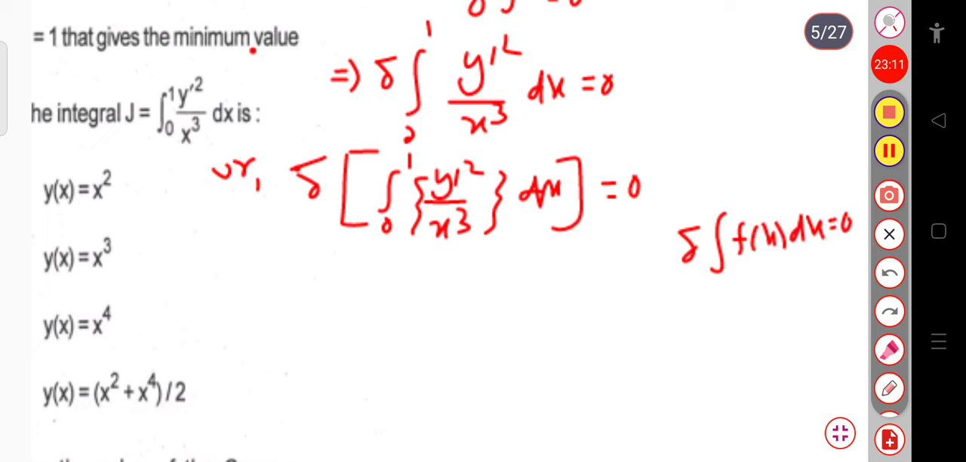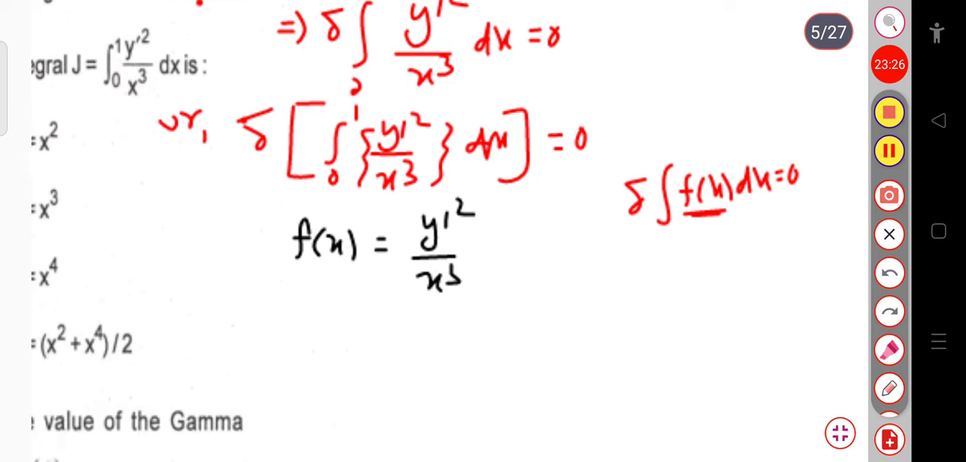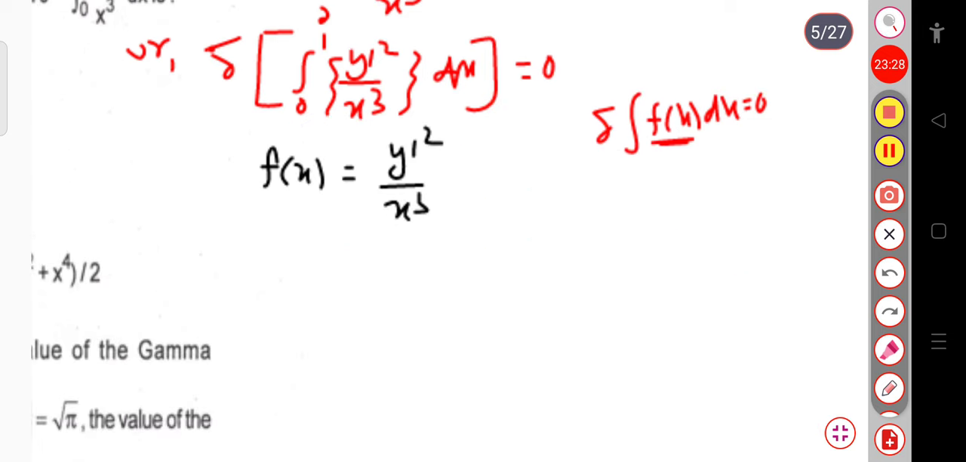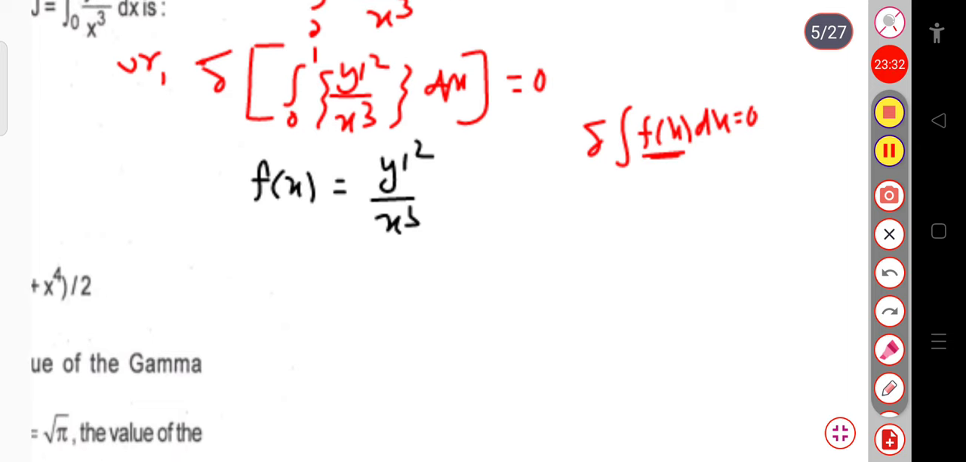Okay, so here the function f(x) is y prime squared divided by x cubed. For this function f(x), you have to calculate the Euler-Lagrange equation to solve this expression.